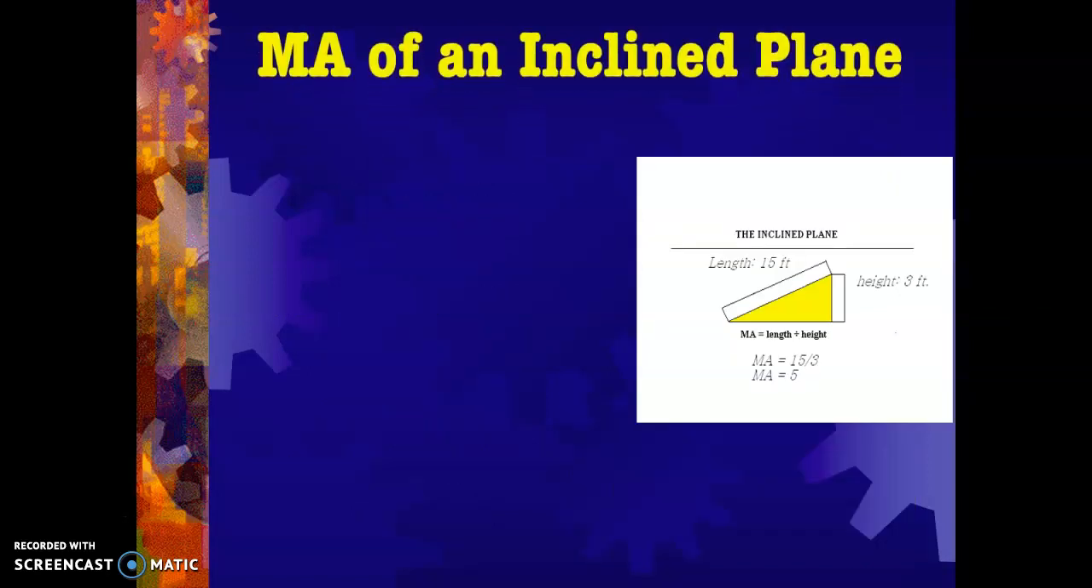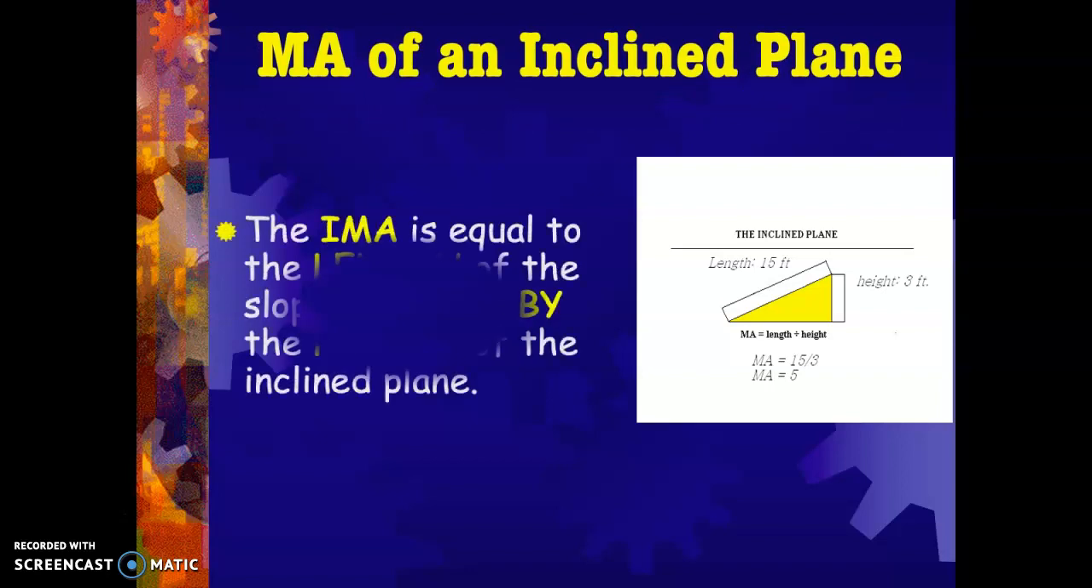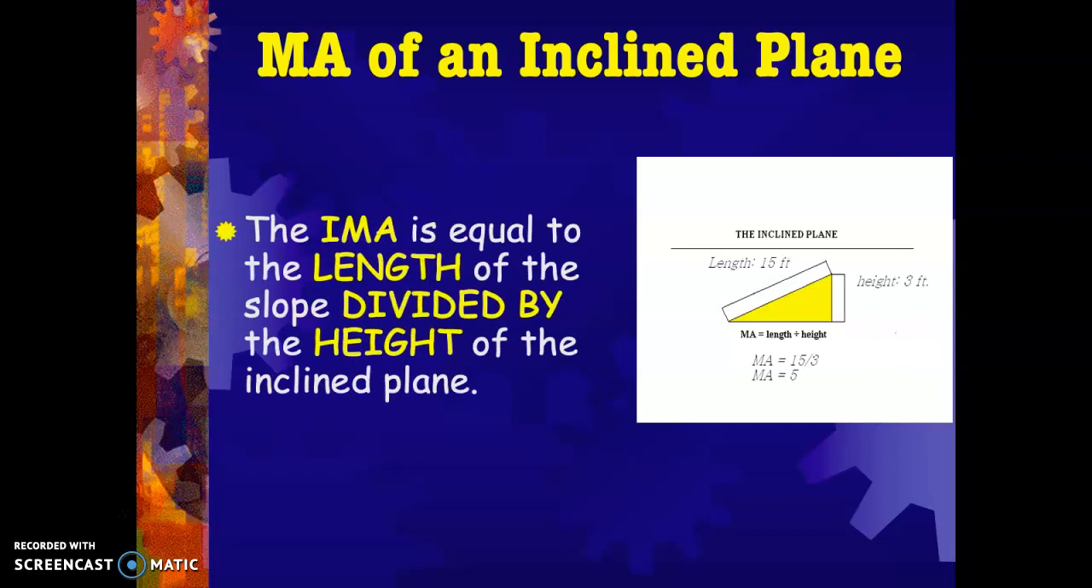Now, how do we calculate the mechanical advantage of an incline plane? It's actually some very simple math. Don't get too worried. The ideal mechanical advantage, and again, remember we're dealing with no friction here. Obviously that's not the case, but we're just going to assume it is. And all you have to do is take the length of the slope. You can see in this picture that happens to be 15. And divide that by the height of the inclined plane.